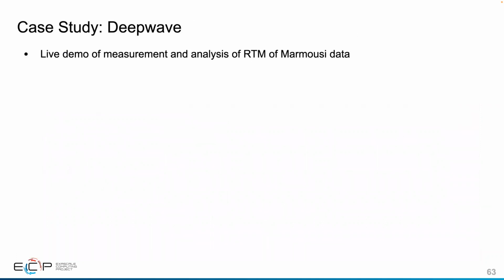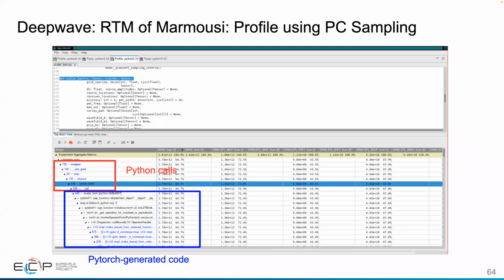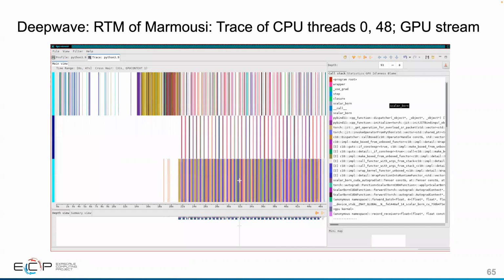Okay, one more thing I want to show you: Deep Wave. Actually, since I'm a little pressed for time, I'm not going to show the live demo. So we collected data. Deep Wave is built using PyTorch, and so we can see that there's a series of Python call frames, and then we go into the PyTorch infrastructure, and then there's some inline code that is generated by PyTorch. And in fact, we can come all the way out the bottom into CUDA code and see with PC samples.